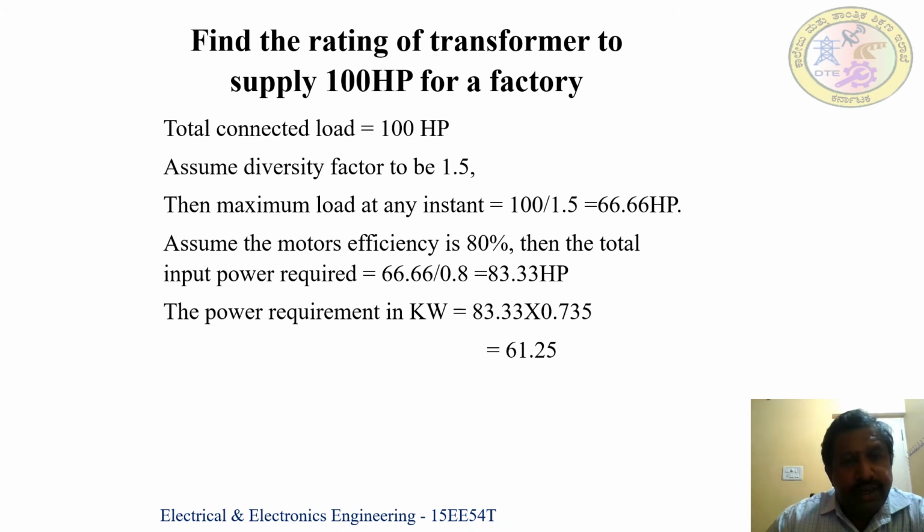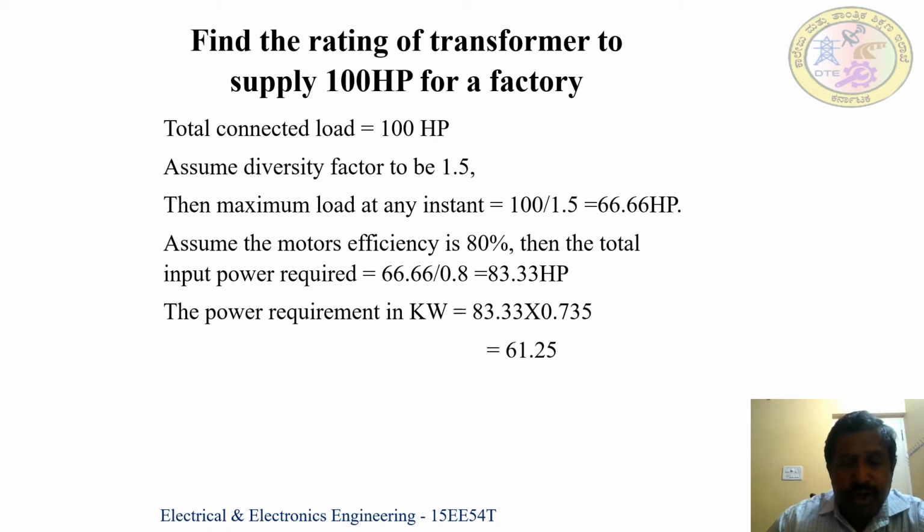Consider the second example. Find the rating of transformer to supply 100 HP for a factory. So 100 HP means that is the total connected load. As I said earlier, we have to consider the diversity factor. So normal assumption is 1.5. Then the maximum load at any instant equals 100 divided by 1.5. So that gives 66.66 HP. So this is the motor output.